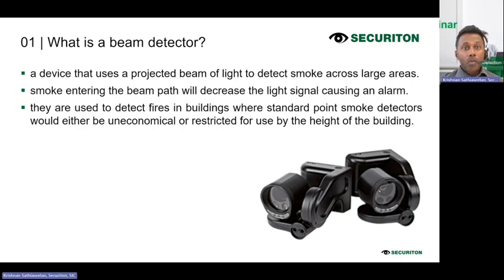So how does the whole concept work? The projected light is detected across the space, and smoke entering the beam path across the lane will decrease the light signal from one end to the other, depending on the type of beam used. It will signal a smoke detection, or the value is transferred as a smoke value and will give an alarm. So it's a simple, economical way of detecting smoke in a very large area or restricted areas.